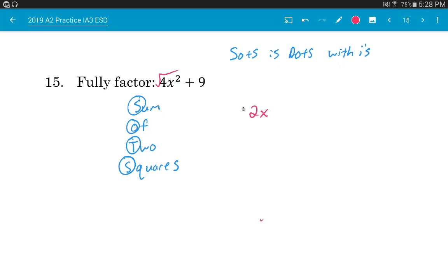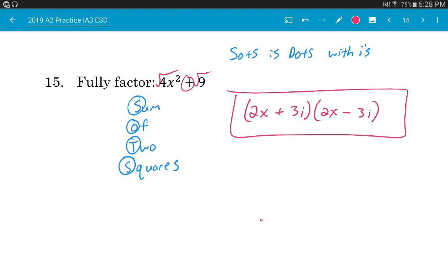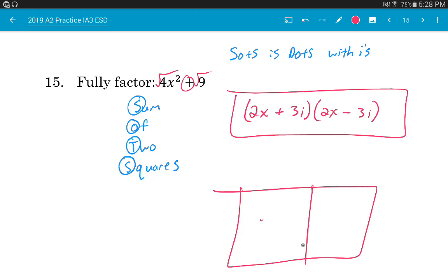So that's going to get me 2x. So that means 2x is going to go in the front of each one of these bubbles, 2x and 2x. Square root of 9 is 3 and 3. It's got to be plus or minus, and since it's the sum, we need to add i's at the end. If you didn't believe me that those were equal to that, go ahead and do a box method with these, and you can check it.